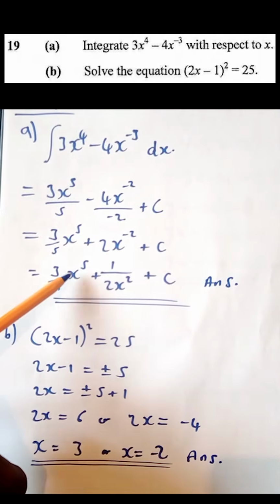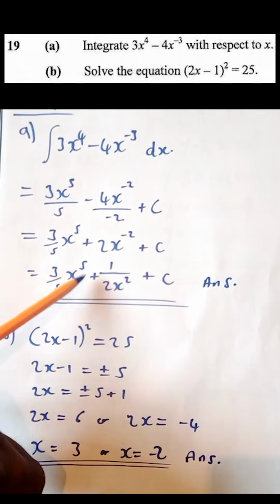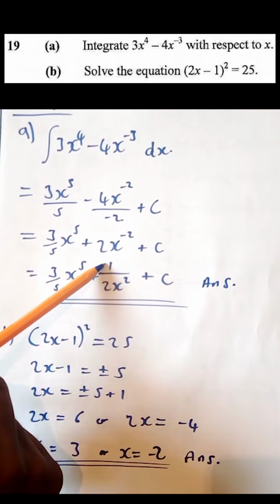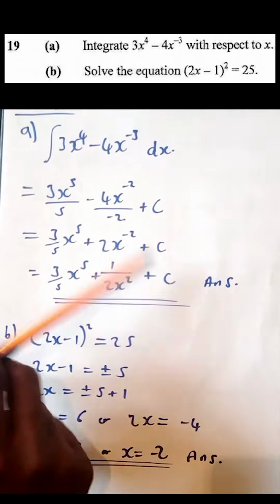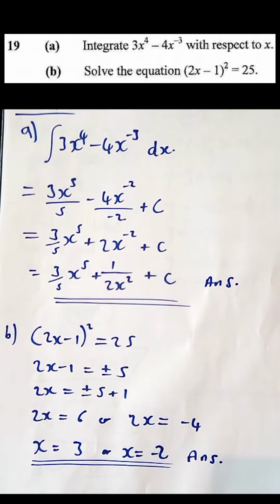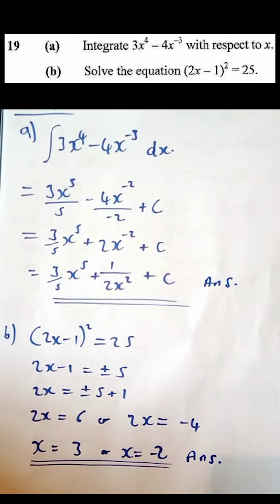3 over 5x to the power 5 plus, instead of leaving it like this, it can actually be written as 1 over 2x to the power positive 2 plus c, and this remains as your final answer.